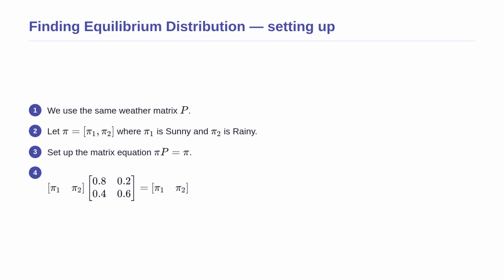Let us apply these steady-state equations to our weather model to find its natural balance. We want to know the overall percentage of sunny versus rainy days in the long run. We define a row vector pi containing pi1 for sunny and pi2 for rainy. We then set up our matrix equation, multiplying this unknown vector by our known transition matrix P and setting it equal to the unknown vector itself.